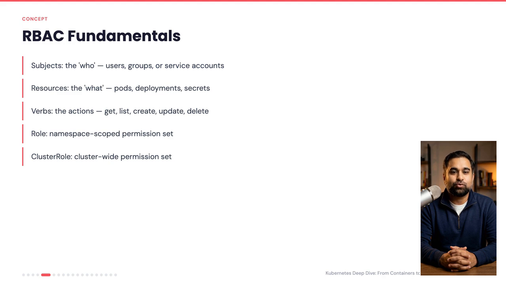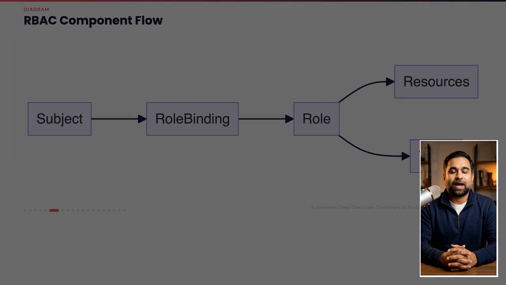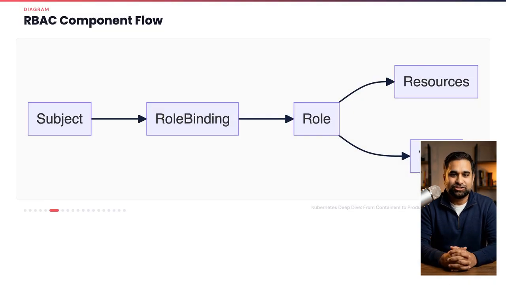Once you have a role, role bindings and cluster role bindings connect it to subjects. A role binding says this subject gets this role in this namespace. For example, say junior developer Alex should view pods in development but not touch production. You create a role allowing get, list, and watch on pods, then bind Alex to it. Alex can view pods in development, but deleting pods or accessing production, access denied. This is the principle of least privilege. Give people exactly the permissions they need, nothing more.